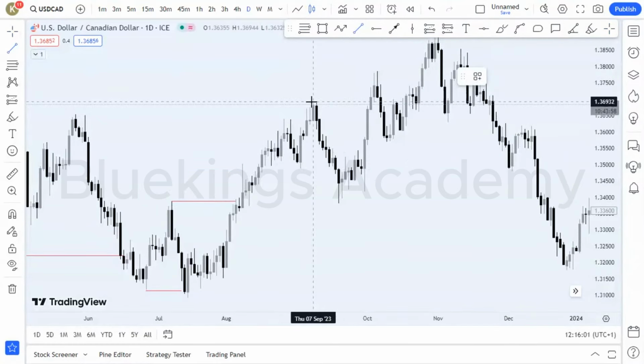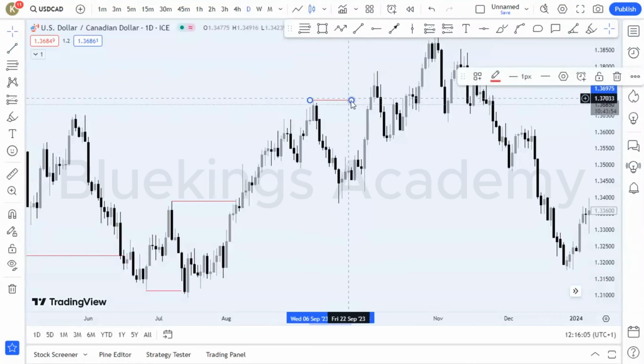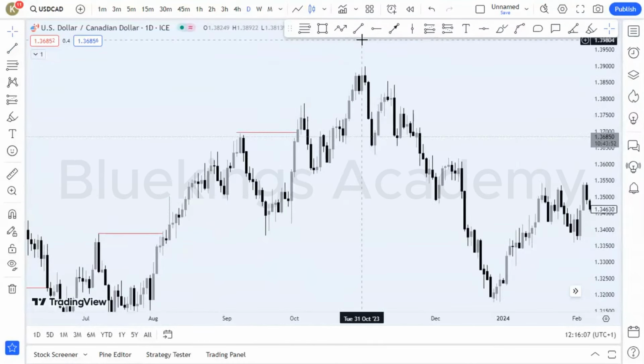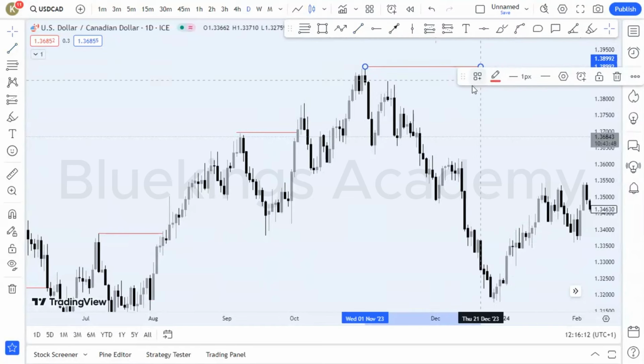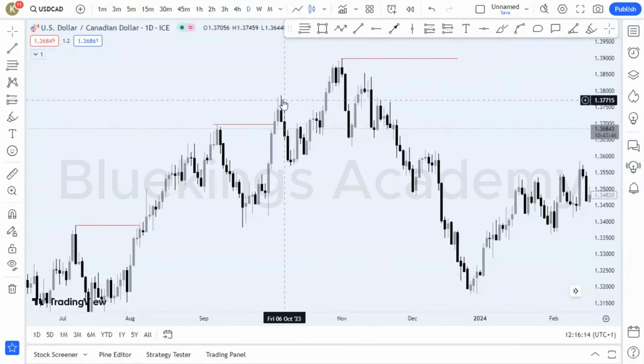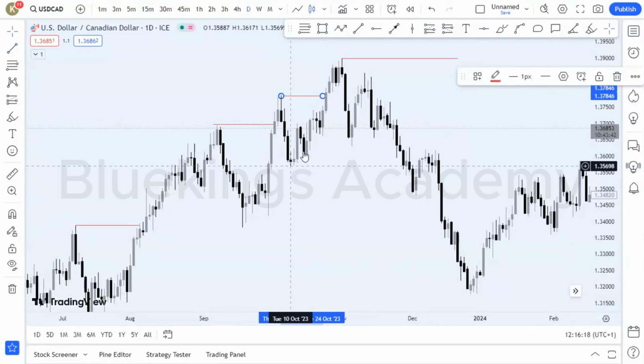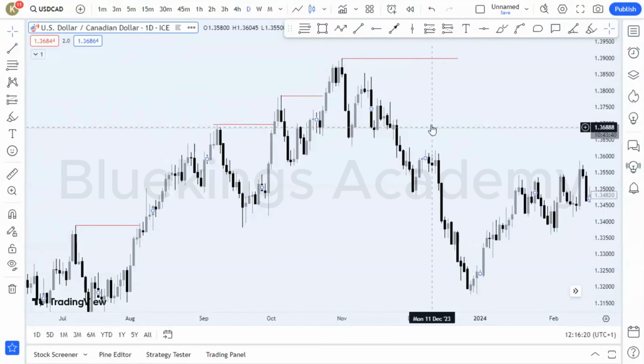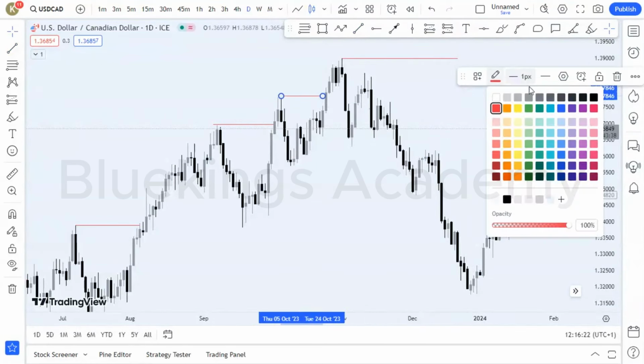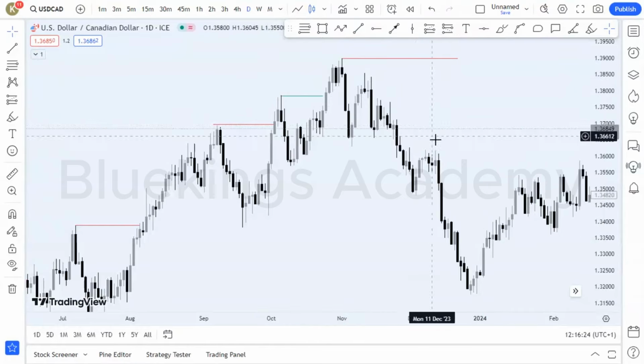This is going to be what? Another red line right here. As you can see, this is going to be another red line right here too, because this fractal is not going to be a red line, because price did not lead to the break of any fractal structure. So let's make that green. But this is what? Internal structure high.